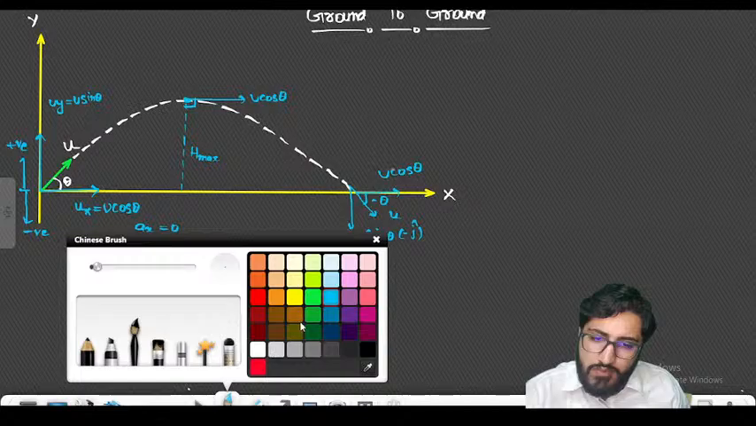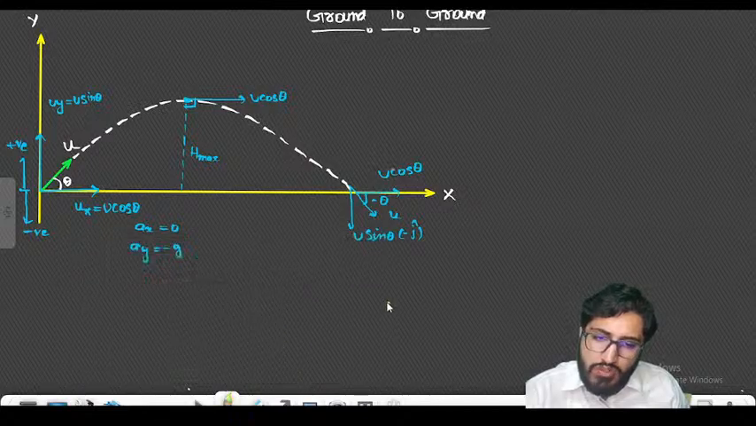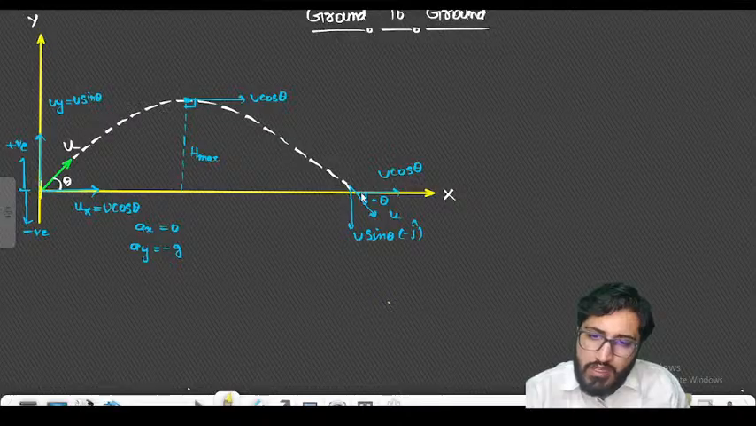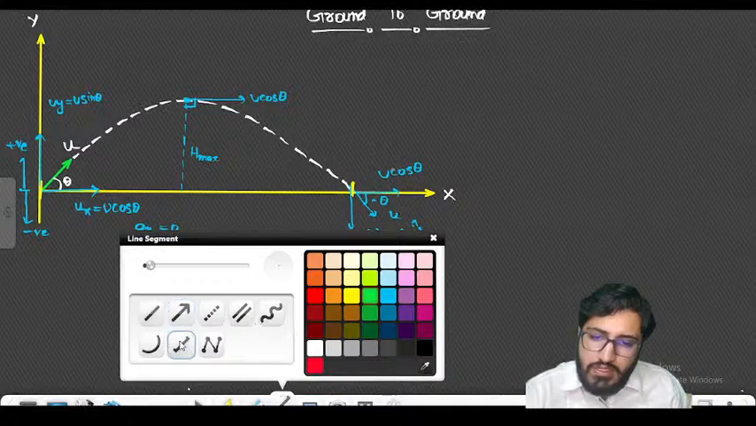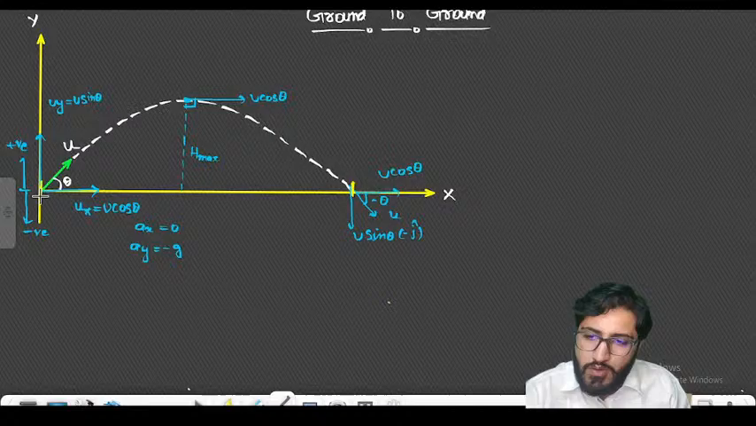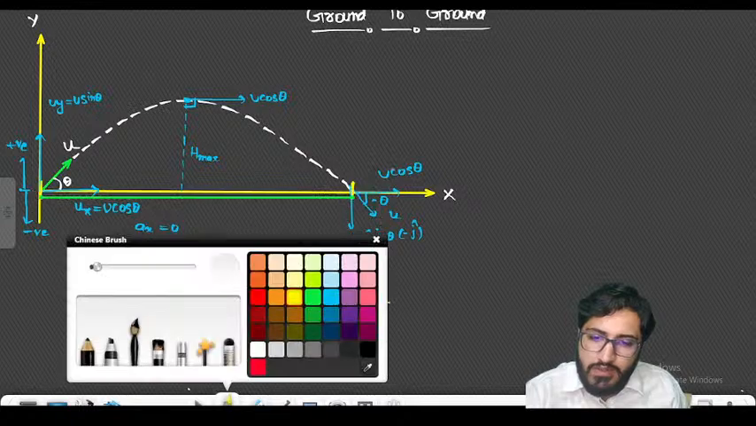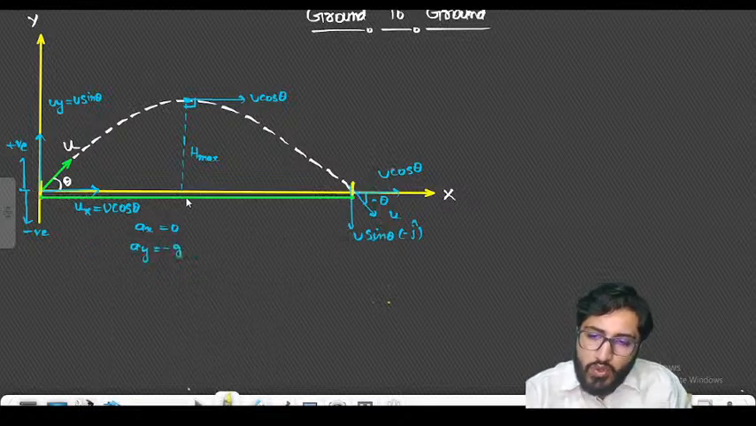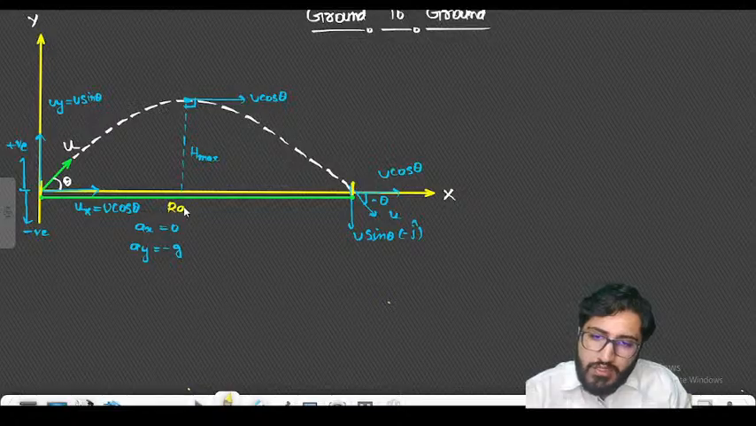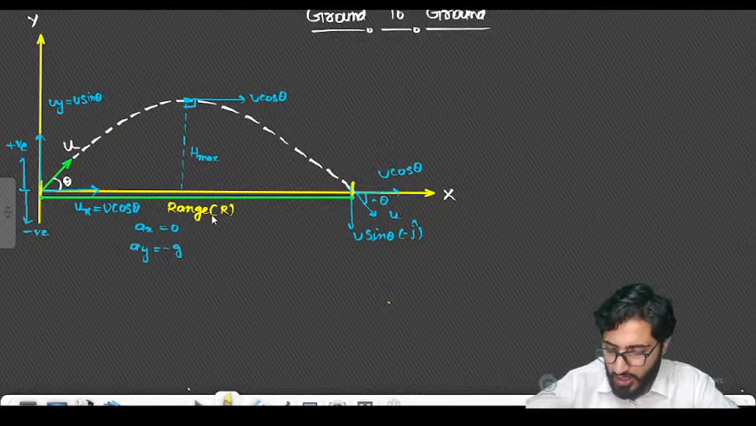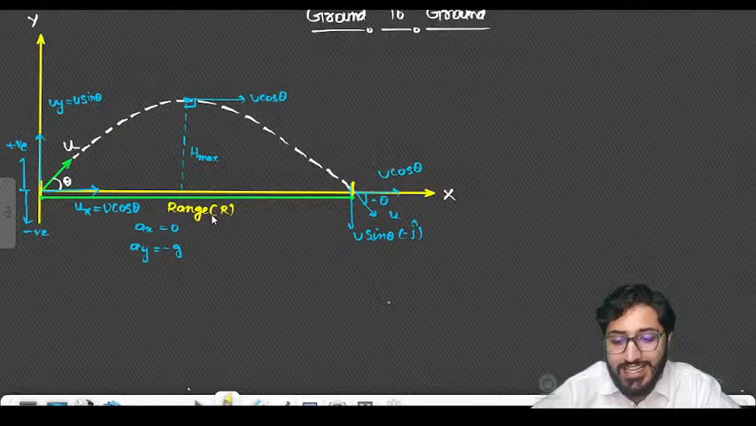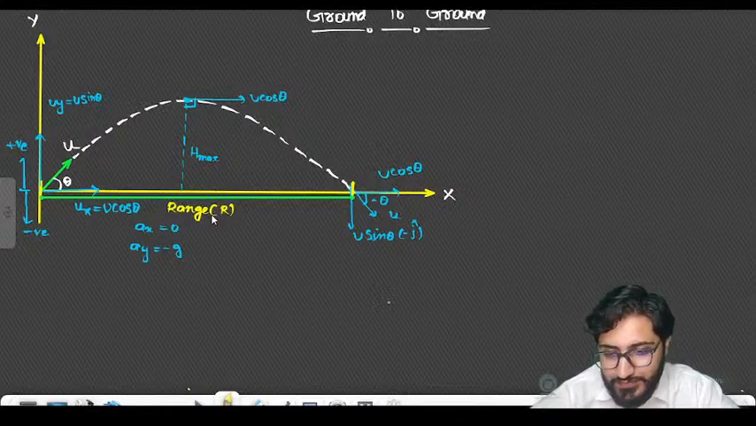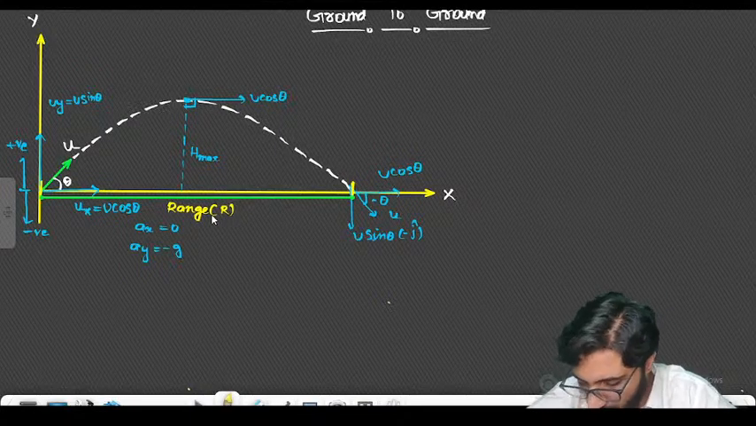Look, the particle goes from this point up to this point. This thing is known as range. The distance between the point of projection and the point of strike is known as what? A range. Done? This is my total figure that you need to remember.